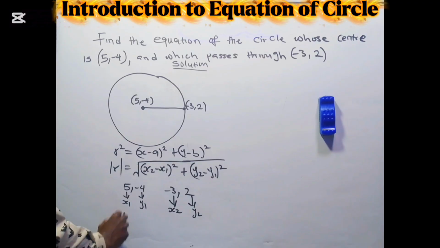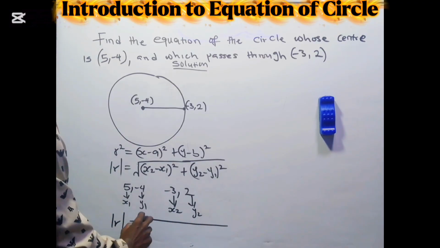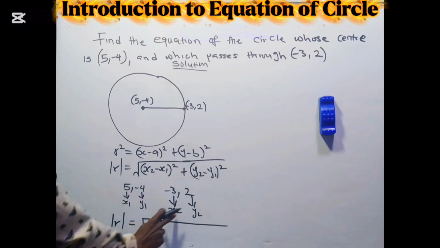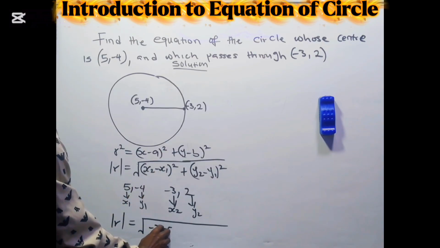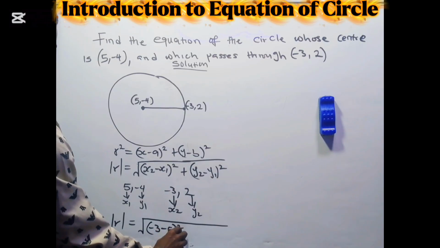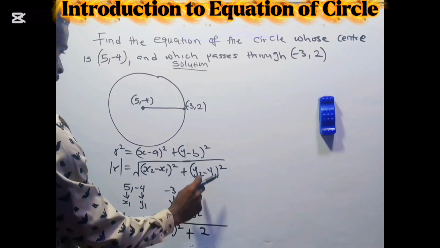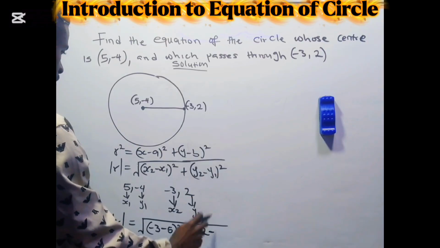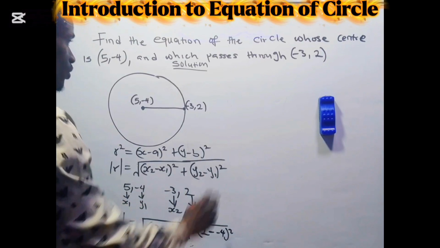Therefore, distance r will be given as square root of (x2, what's x2? Minus 3 minus x1, that's minus 5) squared, plus (y2, which is 2, minus y1, which is minus 4) squared.